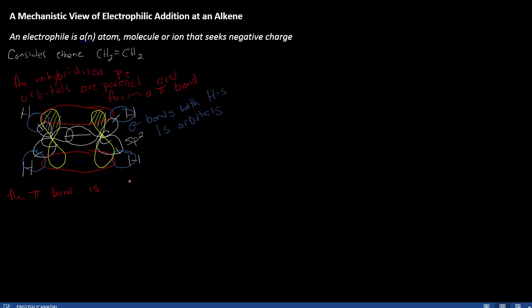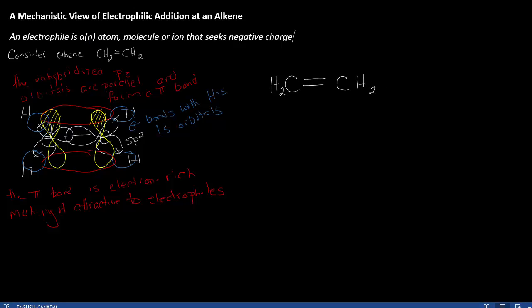Now the pi bond is electron rich, so that means it's quite attractive to an electrophile. Also, due to the nature of the pi bond not being axial overlap, but being this parallel orbital overlap, it's weaker and therefore is more susceptible to reaction. So a very electron-rich center that is naturally weaker than a sigma bond is a great site for a potential reaction.